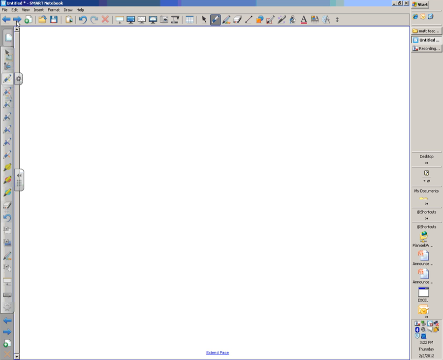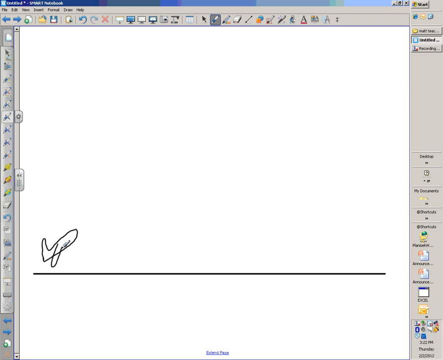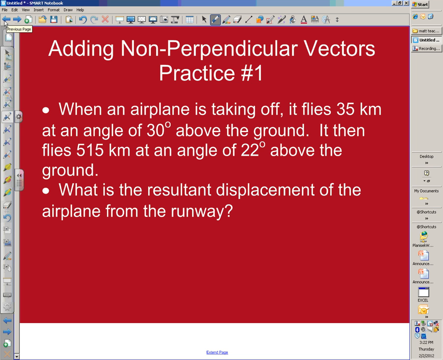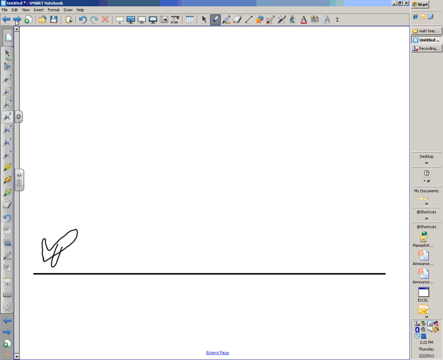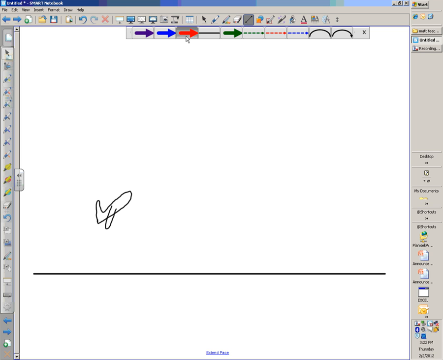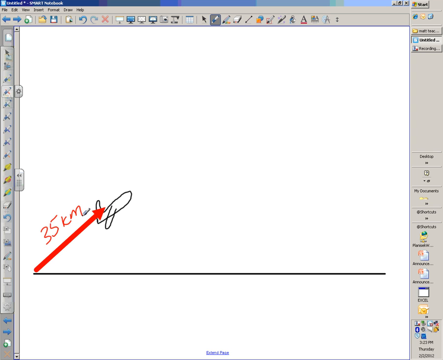So first, let's give ourselves a sketch. We're going to start off. There's our ground. And we'll give ourselves an airplane. That's what airplanes look like in my physics world. So the first thing it said was it flies 35 kilometers at an angle of 30 degrees above the ground. So if we go back to our sketch, we'll take our airplane, move it like this, and we'll represent that first portion of the trip with this red arrow. And we'll label that red arrow 35 kilometers, 30 degrees above the ground.